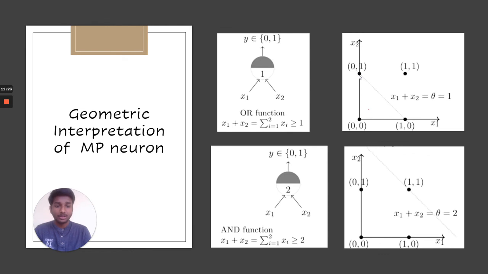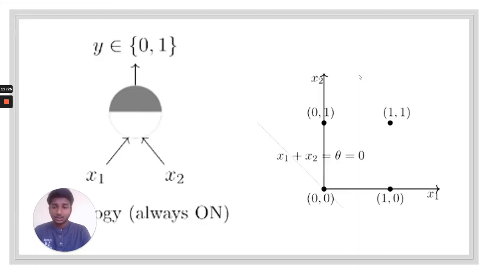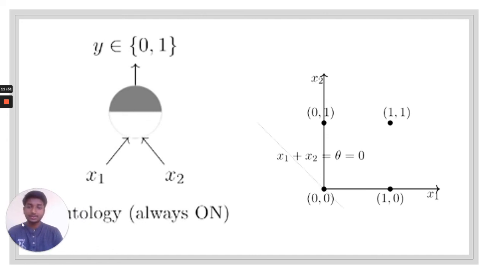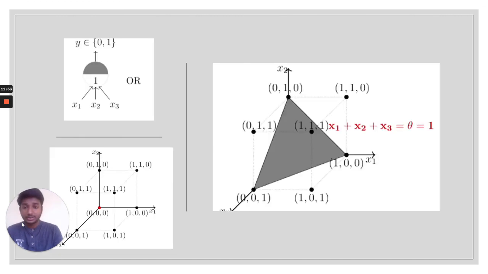The same for the tautology. If both the values are always on, then the output will be 0. So the line will pass through the origin, and you have a positive half and a negative half. The positive half has positive values and the negative half has negative values. And for the 3-input functions, you will have a 3D plane.